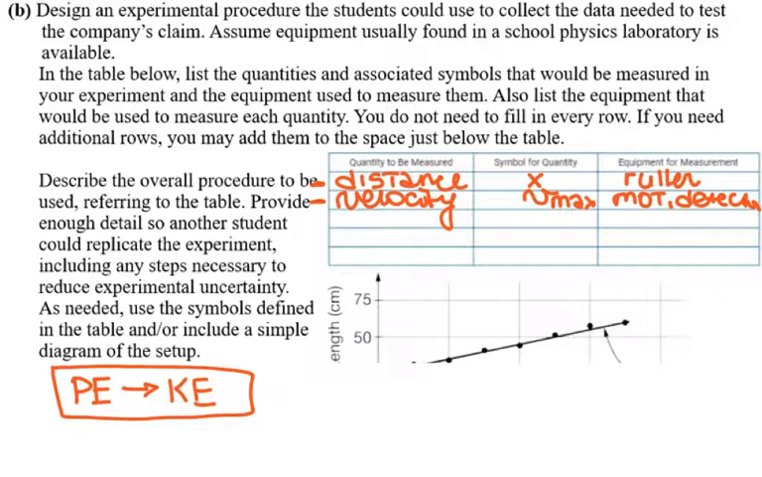And you need the block, right? So the quantity to be measured, you don't need to measure the block. You need 1/2 mv squared. You just need to know the mass of the block. You don't have to change the block every single time. You want that to stay consistent.